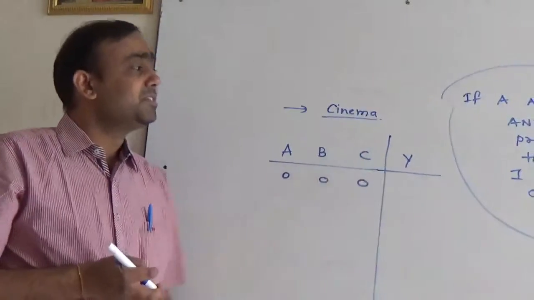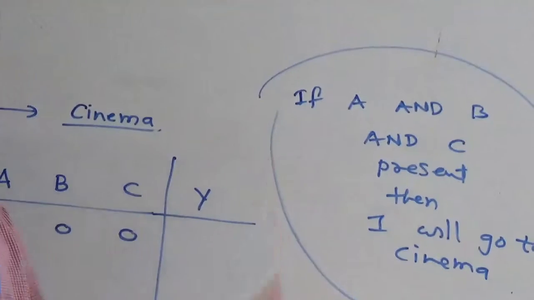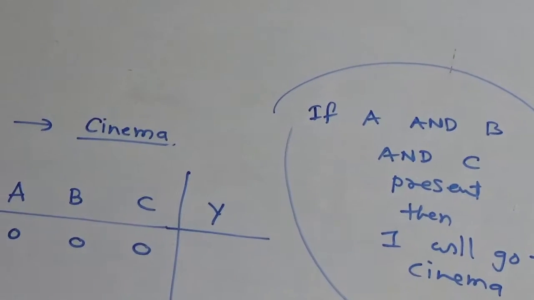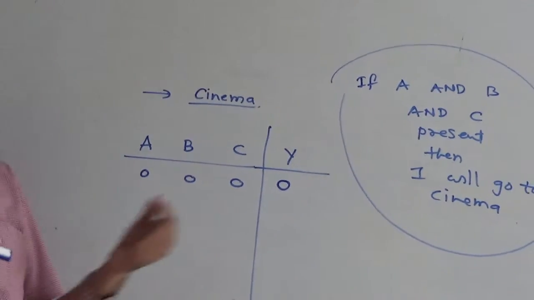Now what will be my decision? Look at the way I am thinking. And I have to take everyone along. In this case, all are absent. I will not go to cinema. This 0 tells us that I will not go to cinema.